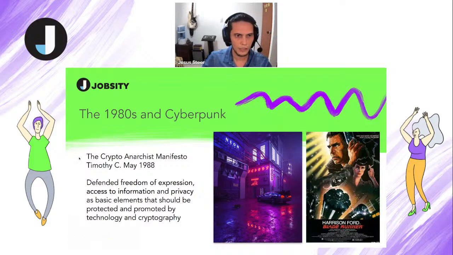Here, for example, is a document inspired by this movement. This is the Crypto Anarchist Manifesto, written by Timothy C. May in 1988. To sum up, it defends freedom of expression, access to information, and privacy as basic elements that should be protected and promoted by technology and cryptography. I think probably many of you recognize these visual styles, but probably no one of us watched this movie in the cinema, or just a few of us, because it was 1982. But this movie was also influenced by this movement.